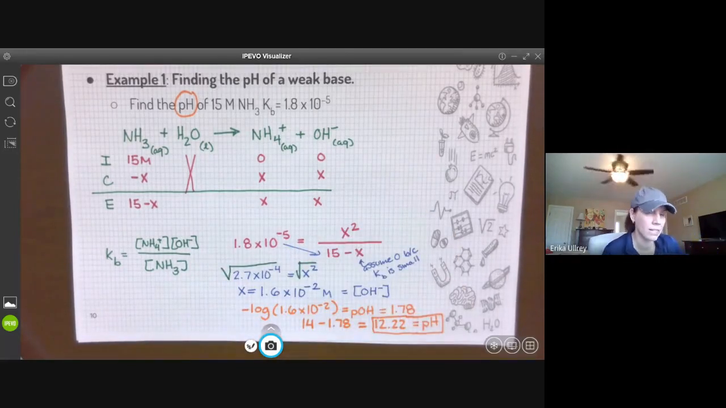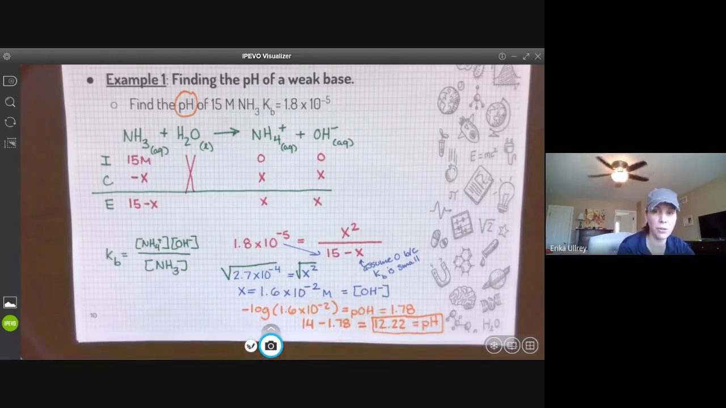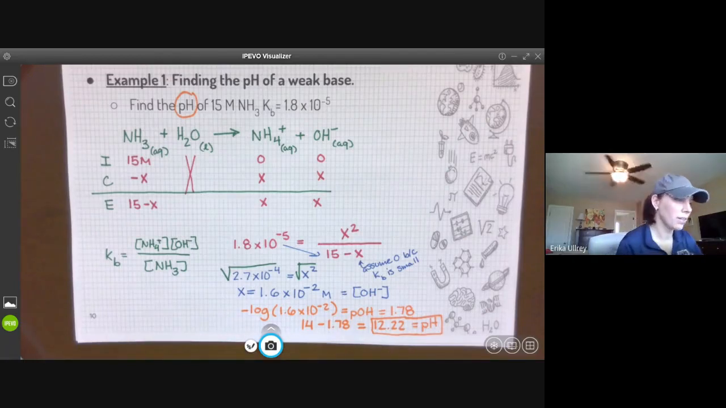Okay. Any questions about how to do these? Notice that it's almost identical to what we were doing with our weak acid. The only difference is the concentration that we get is not of H plus, but of OH minus. And because it's of OH minus, we have to do this little added step at the end to go from pOH to pH. Good. Thanks, Pamela. You did a great job there at the end.